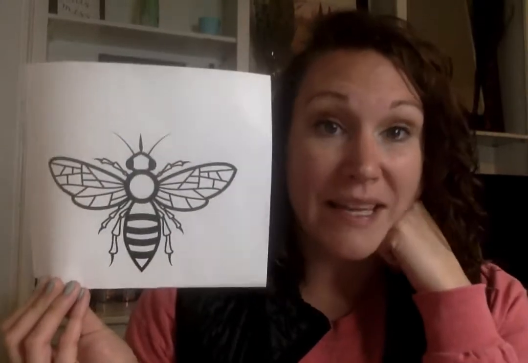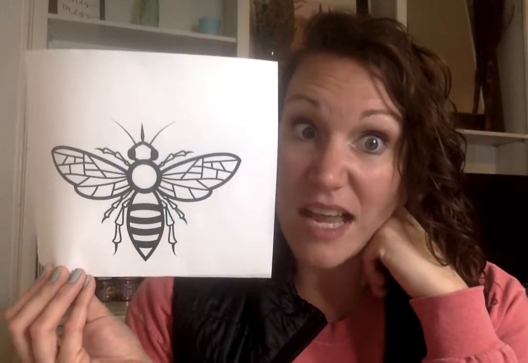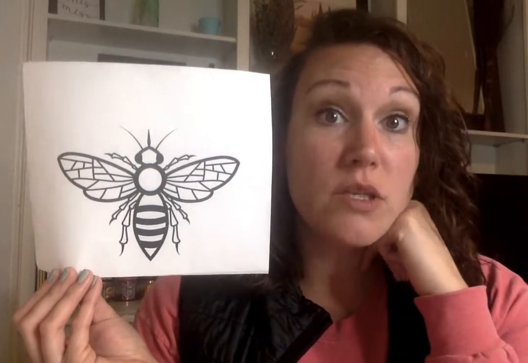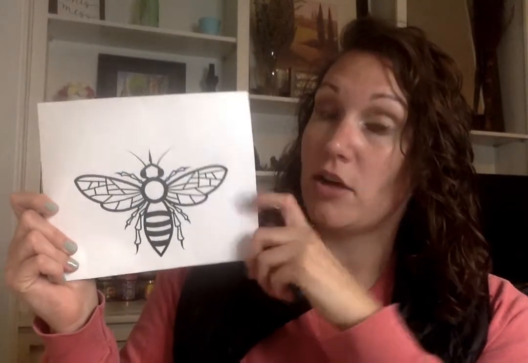This is a bumblebee and it is an insect. And I know that because of its body parts. So I'm going to teach you a song about the body parts of an insect and then we're going to figure out, are some other things insects or not? So my song talks about the body parts.